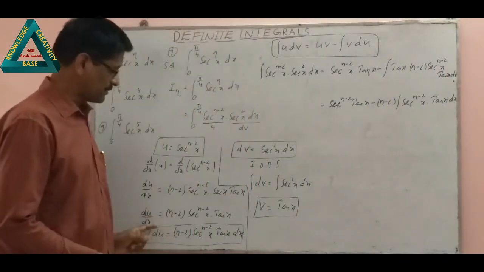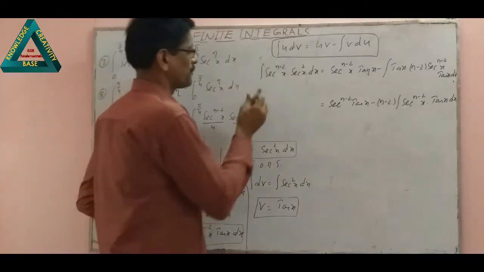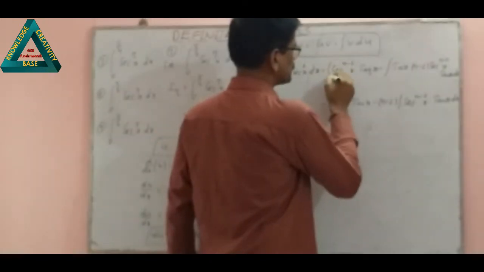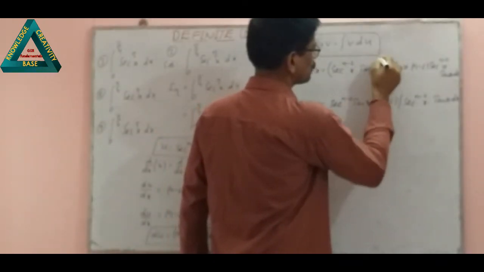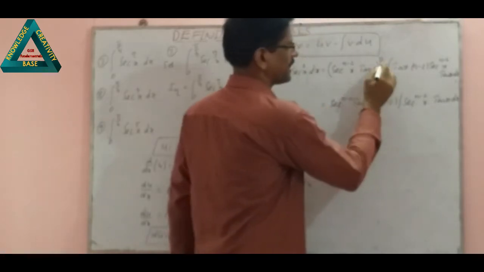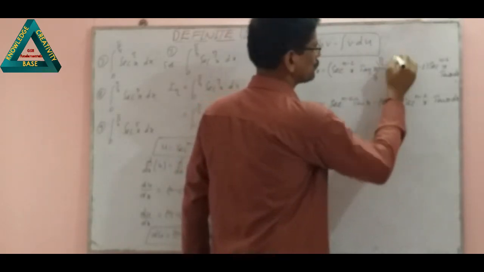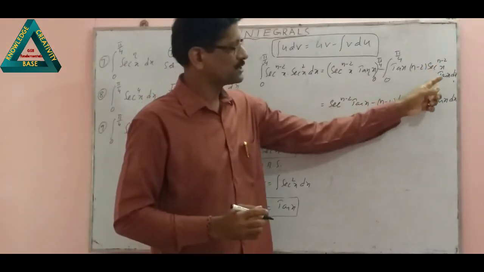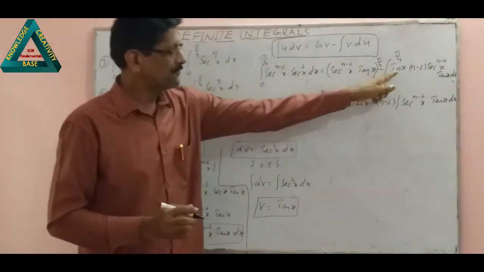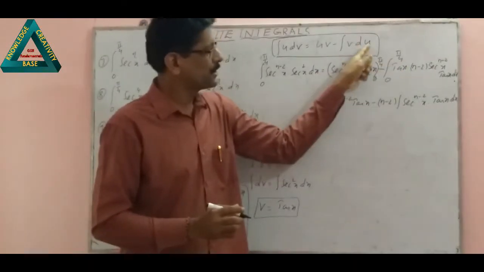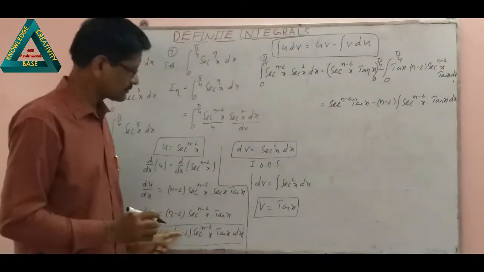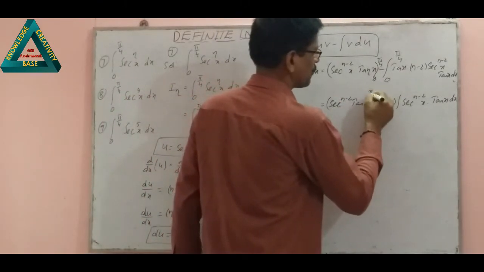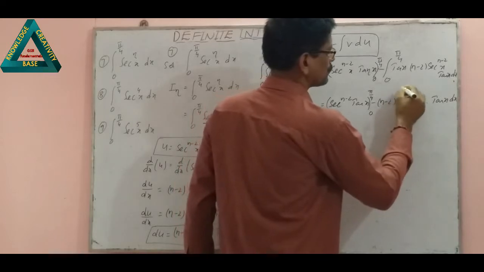So what are the limits? 0 to pi by 4. That is 0 to pi by 4. This integration is completed with limits 0 to pi by 4, minus integral 0 to pi by 4, tan x into n minus 2 into secant power n minus 2x into tan x dx. This is v du: v is tan x, and du is this one.